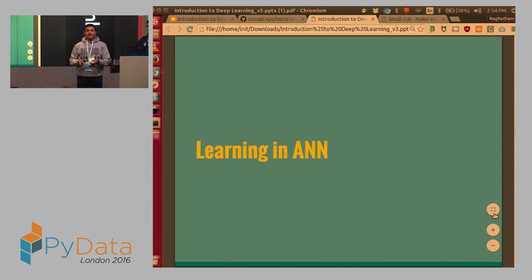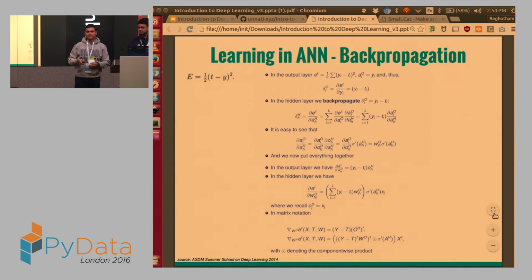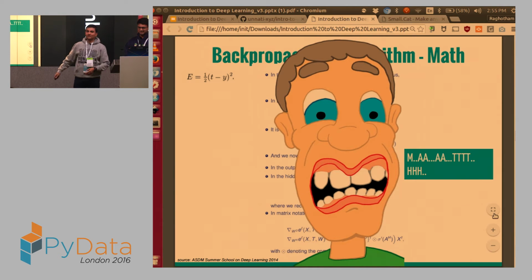So now that we have the basic building blocks of neural networks, let's see how we can learn using the neural network models. There's a concept called backpropagation, which helps the neural network model to learn. There's a lot of math, and we don't want to go there, so I'll just subtract the math part and try to explain how it actually works.